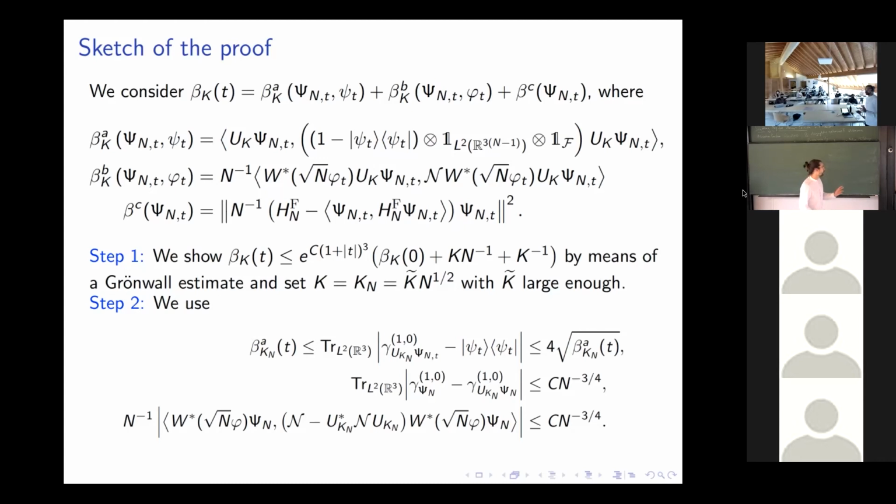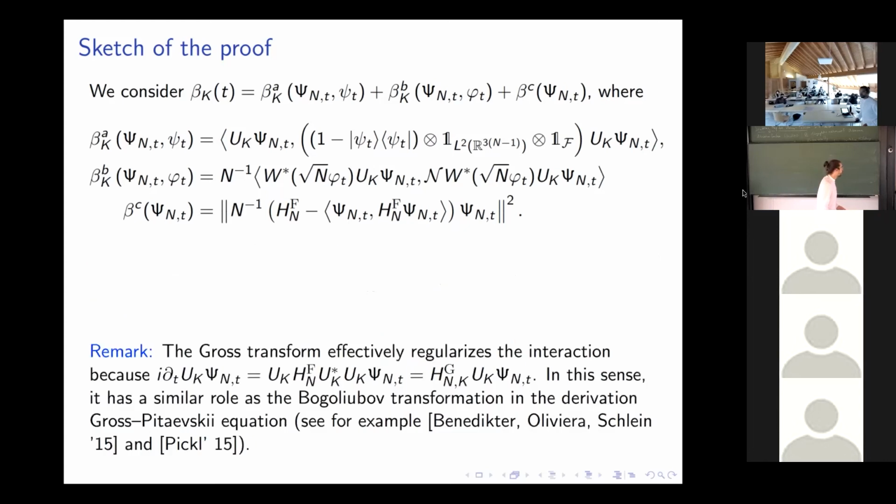Yes. So the cross transform only has a negligible effect on the level of reduced densities. So one could ask, why do we then actually introduce it? And the reason is that the cross transform effectively regularizes the interaction, because if we look at the time evolution of the cross transformed state, we see that it's generated by the cross transformed Fröhlich Hamiltonian.